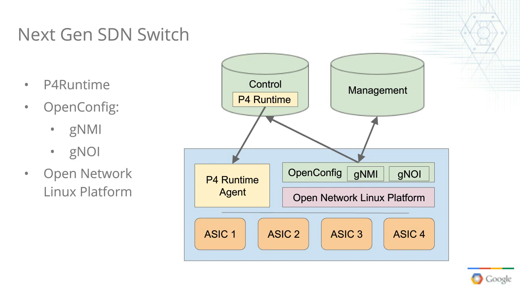We believe we can make such a switch by using P4 Runtime to control it. We would program the switch forwarding pipelines with a P4-based control. We would manage and configure the switch using OpenConfig and the network management and network operations interfaces that OpenConfig defines, and we would achieve platform independence with the Open Network Linux Platform, or ONLP. This gives you a powerful multi-vendor solution for building SDN networks.